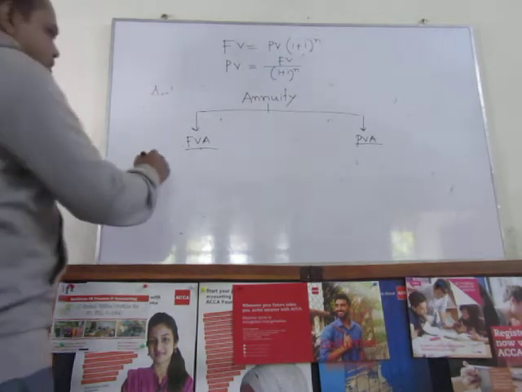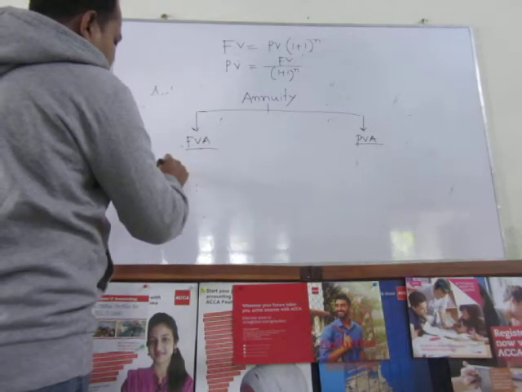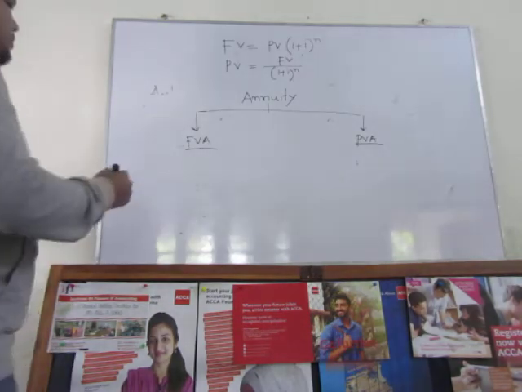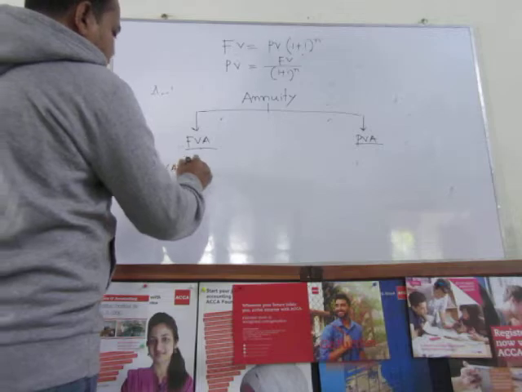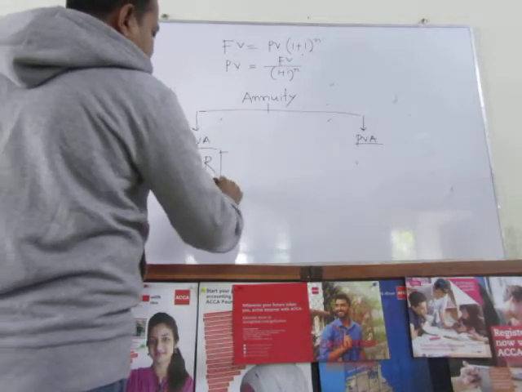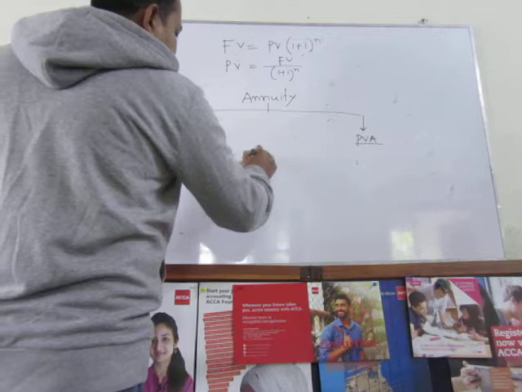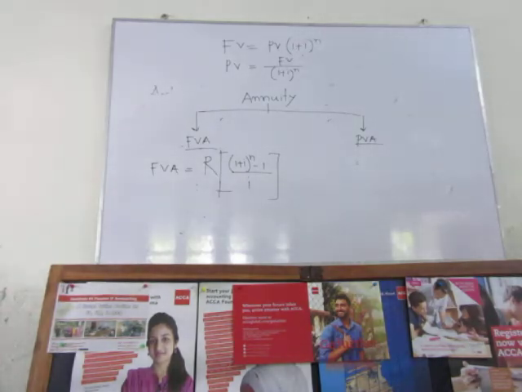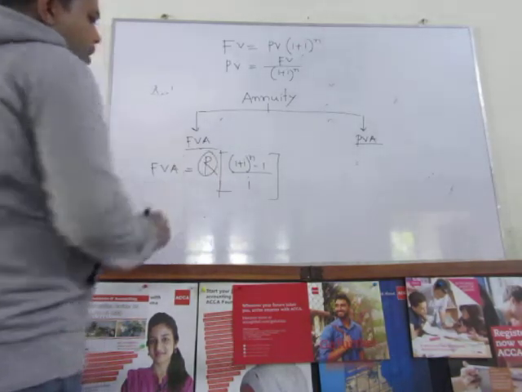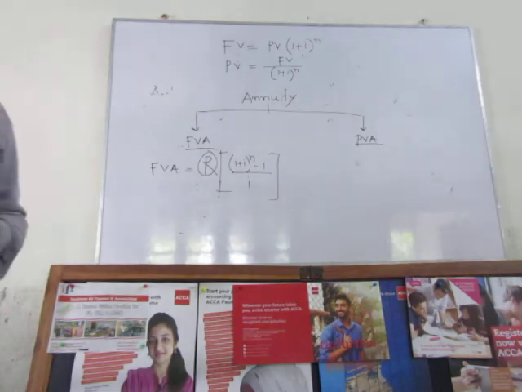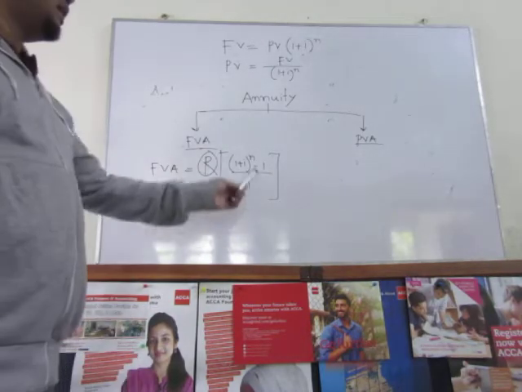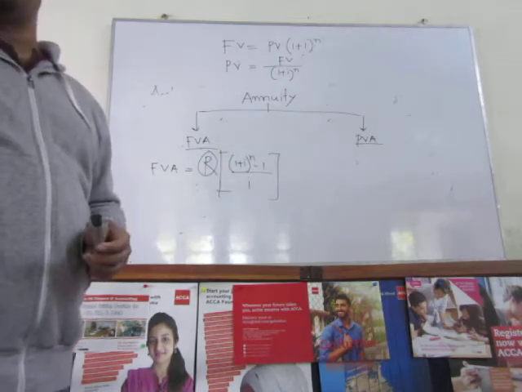So we can use a formula which is called future value annuity. The formula is R into ((1 plus i) to the power n minus 1) divided by i. You guys have to just memorize this. Here R means the amount of installment each and every year that you are providing to the bank. i means the interest rate that the bank is providing to you. n means the number of installments.